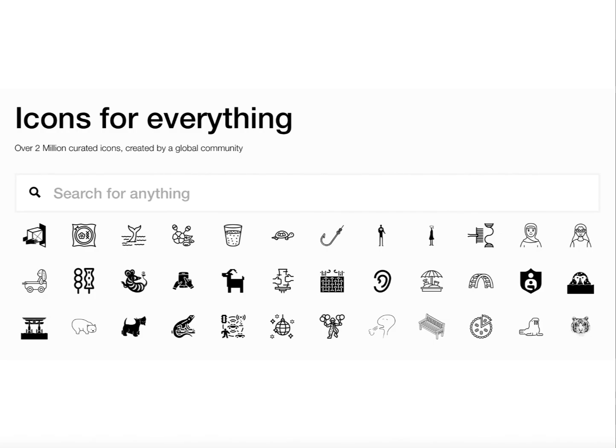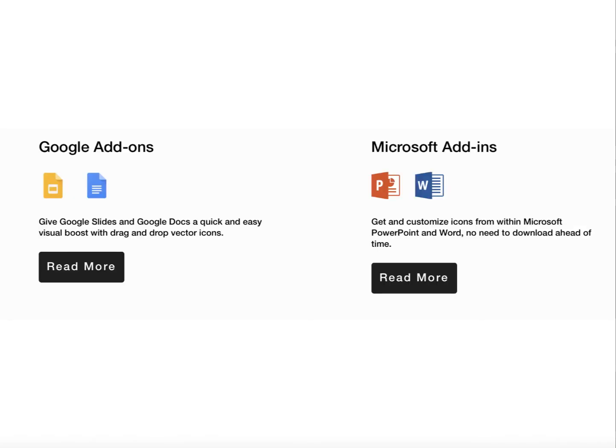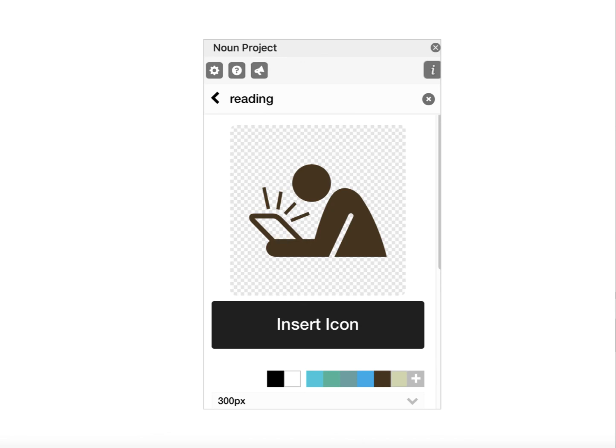Another option to access a wide variety of icons is the Noun Project website. It features an app that can be used with a variety of software, including Microsoft PowerPoint and Word, and Google Docs and Slides, to seamlessly customize and add any icon from its vast library to your visualization.